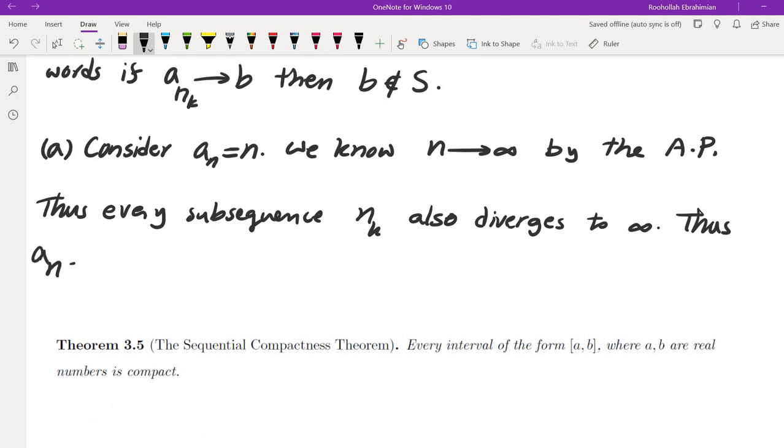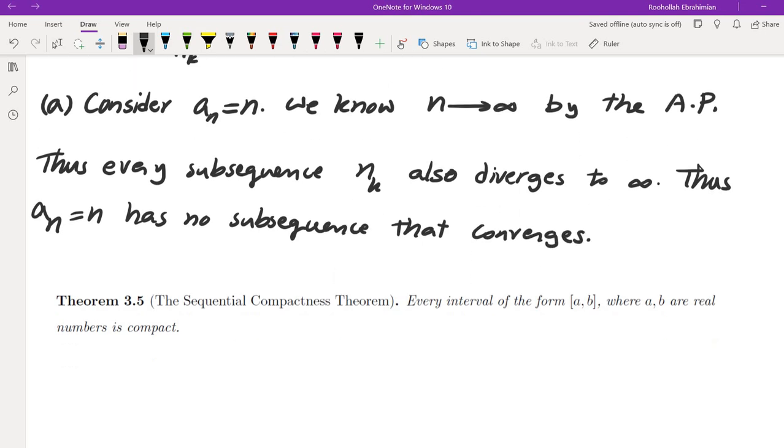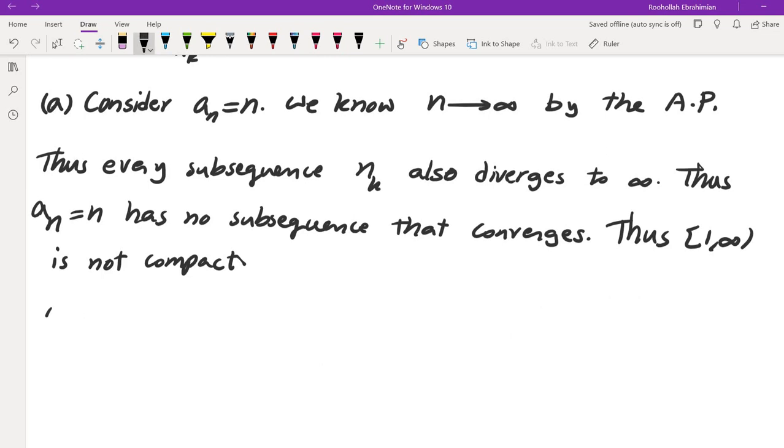a_n equals n has no subsequence that converges. Thus this interval is not compact. In fact, the sequence that we have doesn't even have any convergent subsequence.